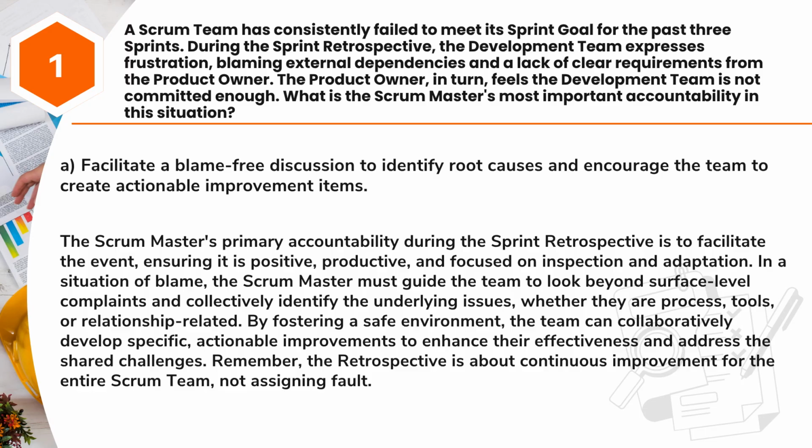Answer: A. Facilitate a blame-free discussion to identify root causes and encourage the team to create actionable improvement items. The Scrum Master's primary accountability during the Sprint Retrospective is to facilitate the event, ensuring it is positive, productive, and focused on inspection and adaptation. In a situation of blame, the Scrum Master must guide the team to look beyond surface-level complaints and collectively identify the underlying issues, whether they are process, tools, or relationship-related.